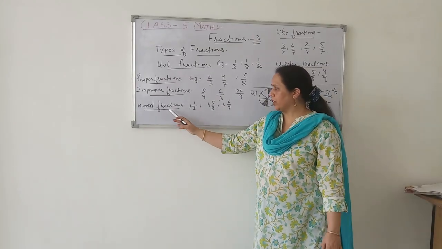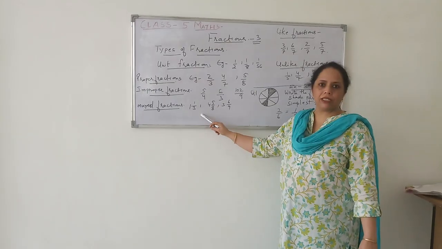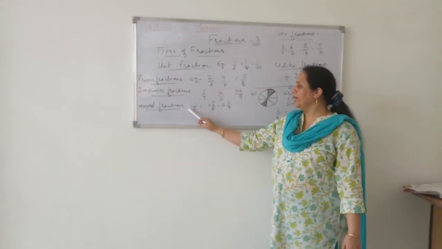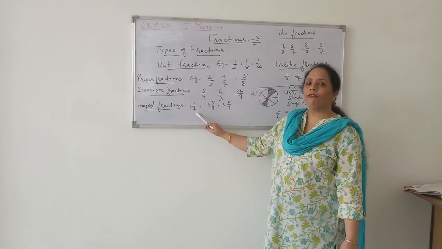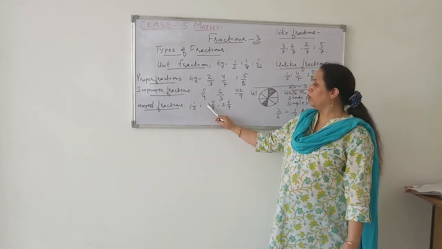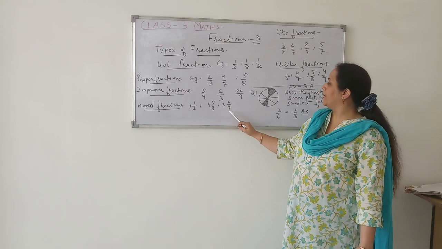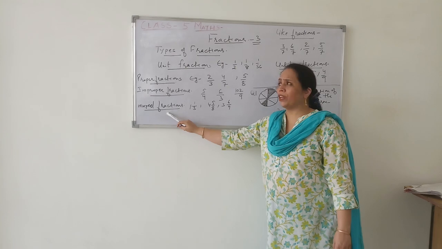In the mixed fraction, we have the whole numbers and the improper fractions. That is 1 whole and 1 upon 3. This 1 is the whole number and 1 upon 3 is the improper fraction. Then 4 whole, 5 upon 8, 3 whole, 6 upon 9. Such kind of fractions are known as mixed fractions.